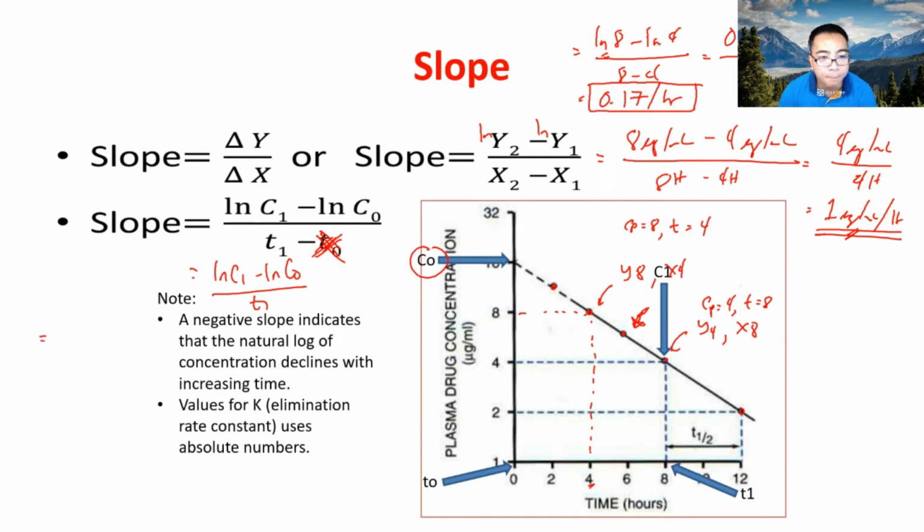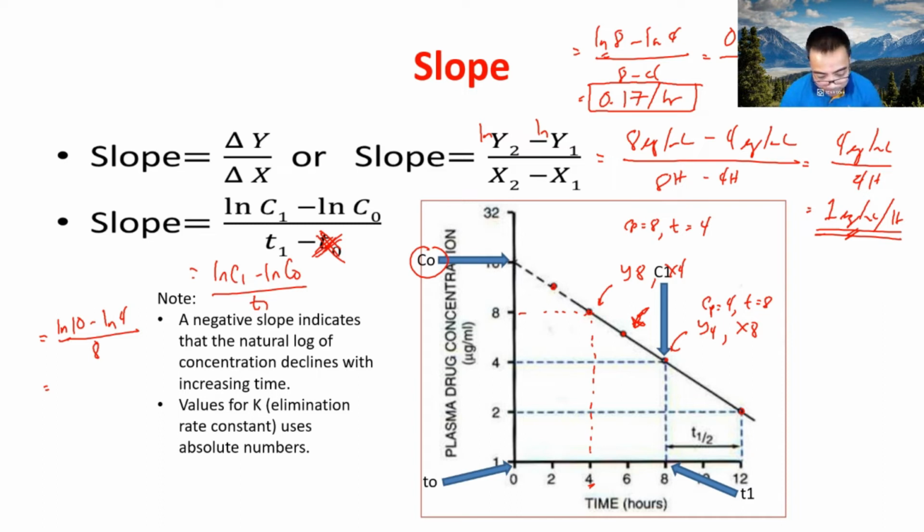ln C sub 0 natin is 10. Again, I'm using, class, the largest number first before the lowest para hindi na ako mag-convert, kasi gagawin mo rin naman positive sign yan. Isulat mo na yung pinakamalaking number muna. Tapos, ln C sub 1, sabihin natin, class, is 4. So, over 8. Rekta ko na 8. Hindi ko na isulat na 8 minus 0 pa, kasi alam naman natin, 8 minus 0 will give you the same number.